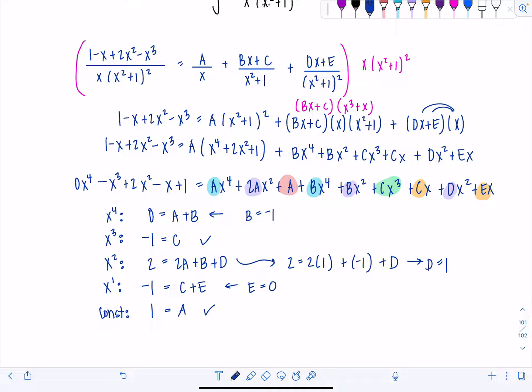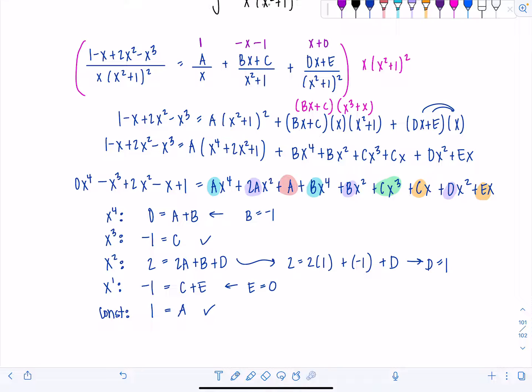All right, so let's fill in up above right here. This is what I like to do. So a is 1, b is negative 1, so this is going to be negative x. C is also negative 1, minus 1. And then plus dx plus e. So that would be 1x plus e is 0.